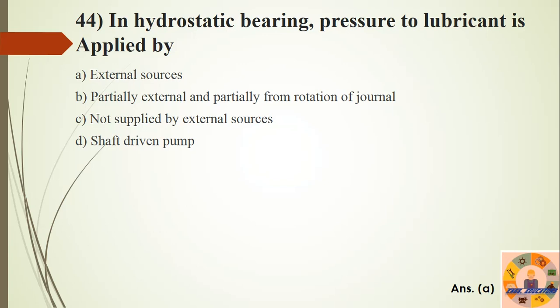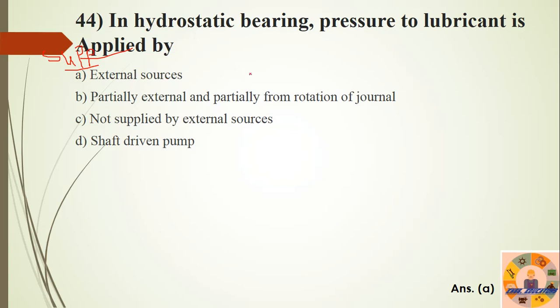Next question is in hydrostatic bearing, pressure to lubricant is supplied by. It's not applied, it will be supplied. So the options are external sources, option B is partially external and partially from rotation of journal, and option C not supplied by external sources, and option D is shaft driven pump.